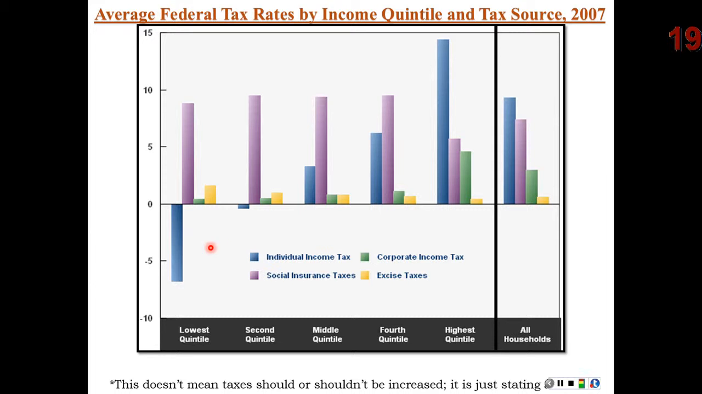What I want to point out is the blue bar is our individual income tax. How much these different groups are paying in individual income taxes as a rate of their income. Okay, the green is corporate income tax.